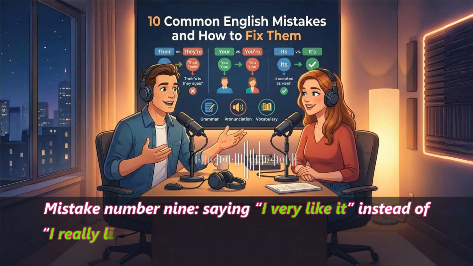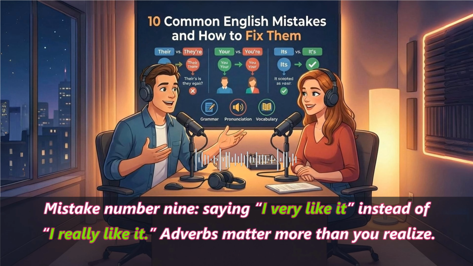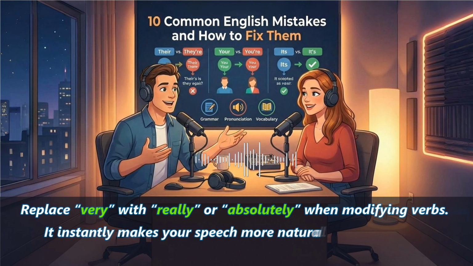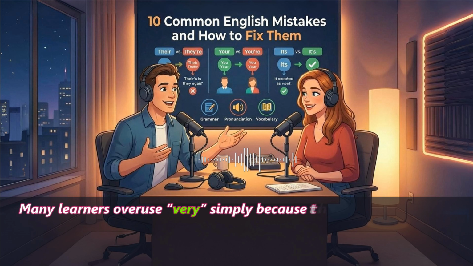Mistake number 9, saying I very like it instead of I really like it. Adverbs matter more than you realize. Replace very with really or absolutely when modifying verbs. It instantly makes your speech more natural and native-like. Many learners overuse very simply because they don't know these alternatives exist, missing a huge opportunity to sound fluent.